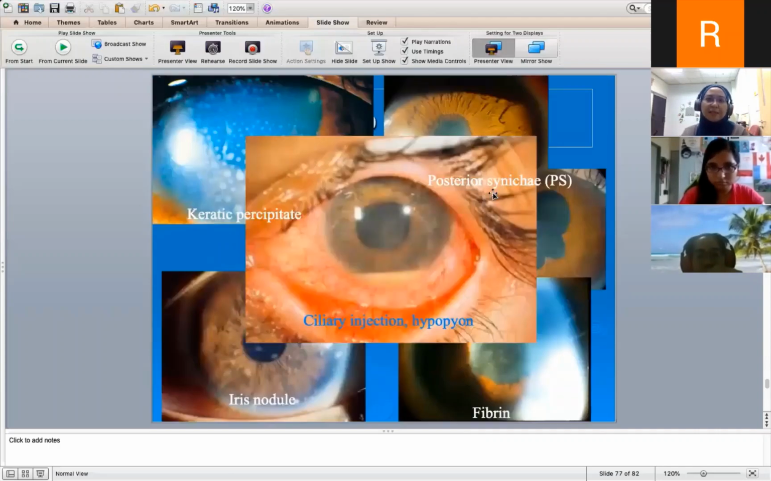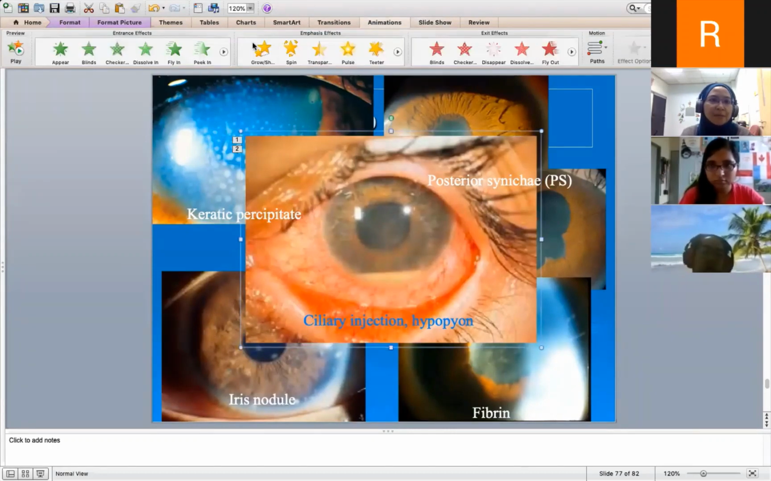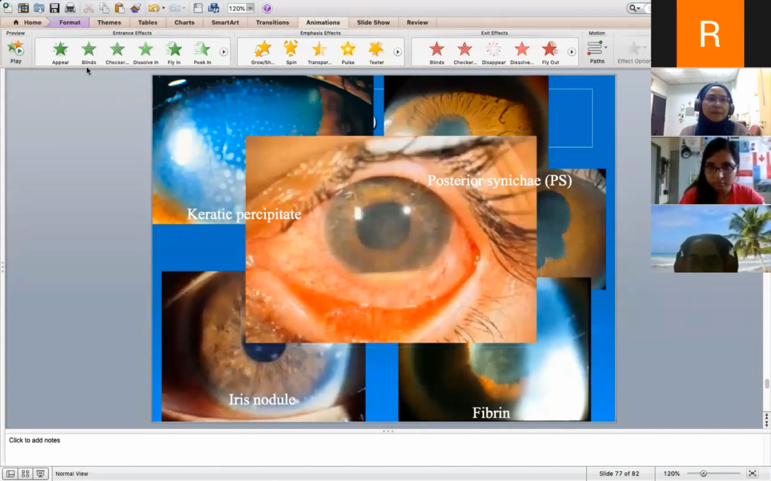Now, let's see. Oh, there is a bit of overlapping. Sorry about that. Probably should animate this so that it doesn't interfere. I can't. How do I do that? Sorry, let me just cut this off so it doesn't interfere. Cut this. Okay, I paste it later.